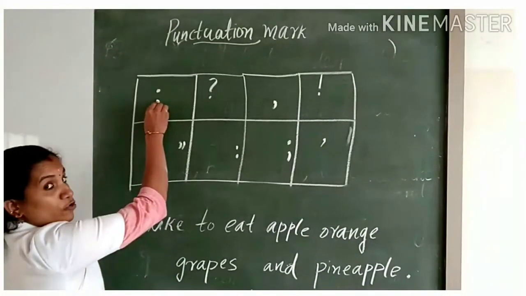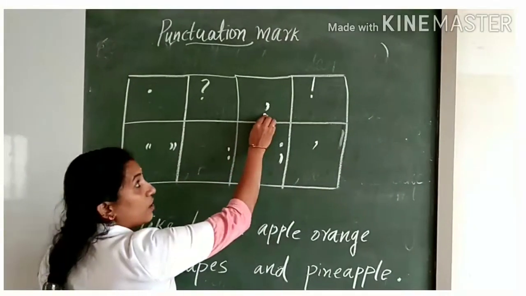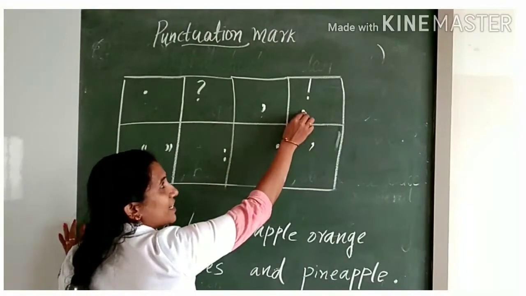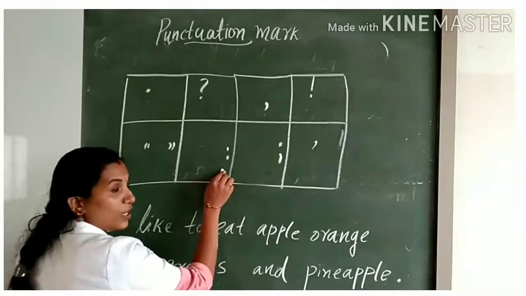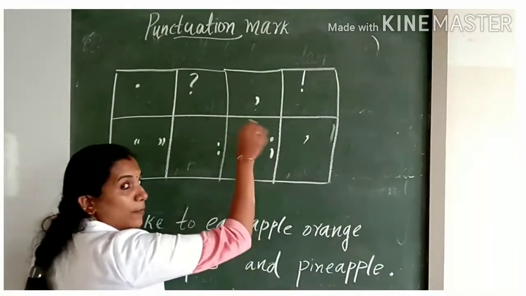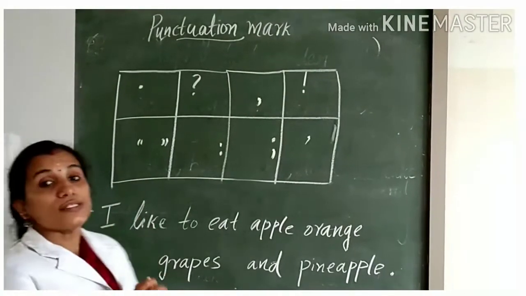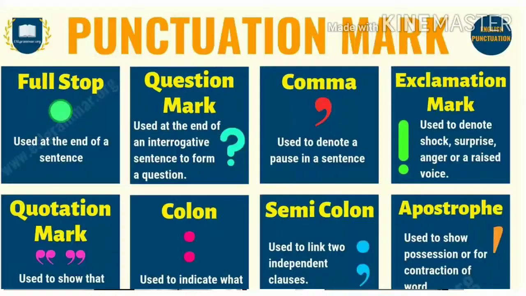Here, it's full stop. It is question mark. This is comma. And this one, exclamation mark. And this one, quotation mark. This one, colon, this one, semicolon, and this is apostrophe. We use punctuation marks to make a sentence easier to understand. Punctuation marks: full stop, question mark, comma, exclamation mark, quotation mark, colon, semicolon, apostrophe.